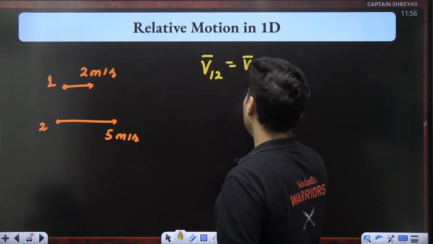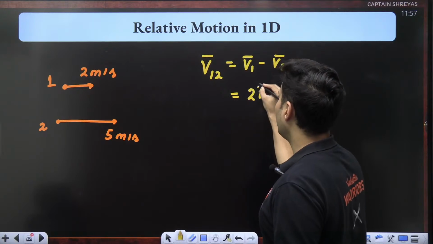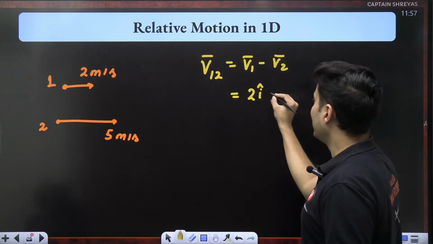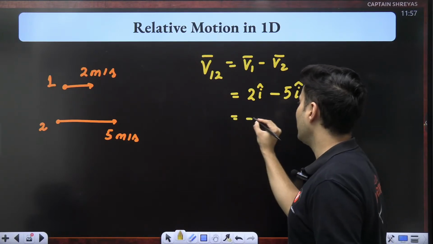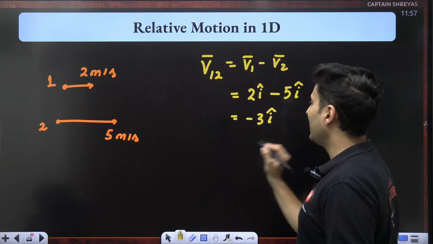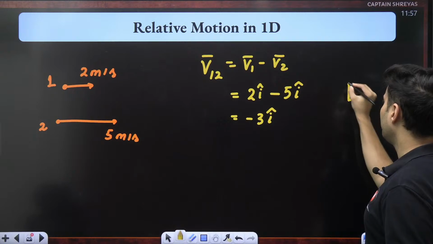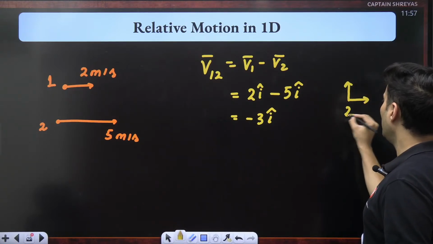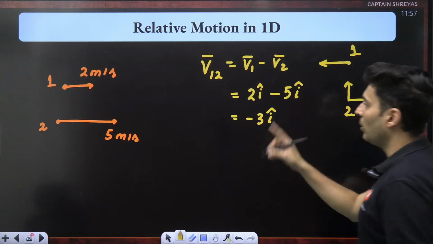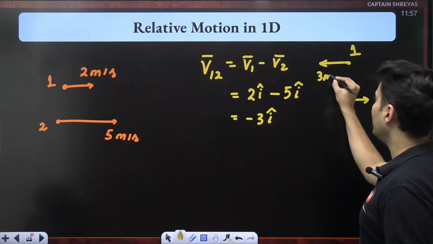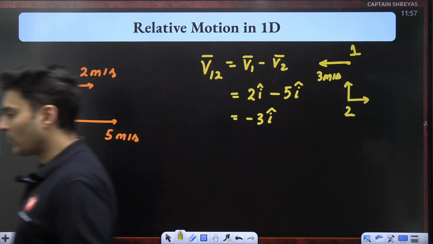By definition, it is v1 minus v2. What is v1? v1 is 2 i cap. Remember, it's vector velocity. What is v2? It is basically 5 i cap. So 2 minus 5 is basically minus 3 i cap. This minus sign indicates that if 2 is the observer and looks at 1, that person will see that object going at a speed of 3 meters per second in the negative i cap direction. That is what it means.